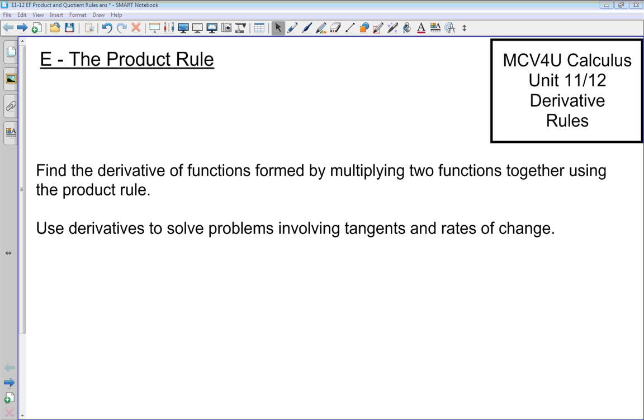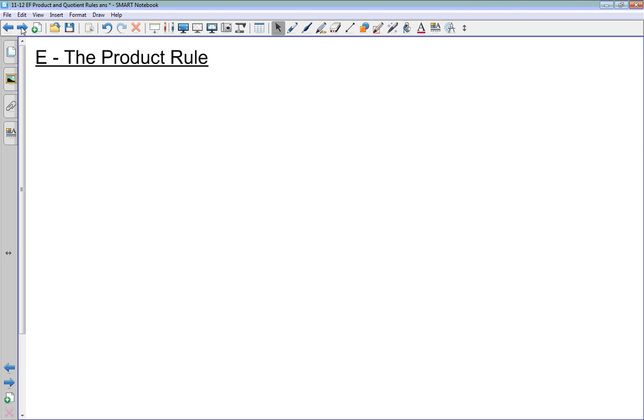The first one is what's called the product rule. We want to be able to find the derivative of a function that is formed by multiplying two functions together, and to do that, we are going to use the product rule. And of course, we always want to be able to use these derivatives to solve problems involving tangents, rates of change, and that kind of thing. So let's take a look at what the product rule is.